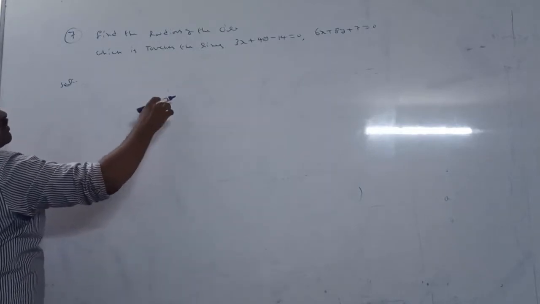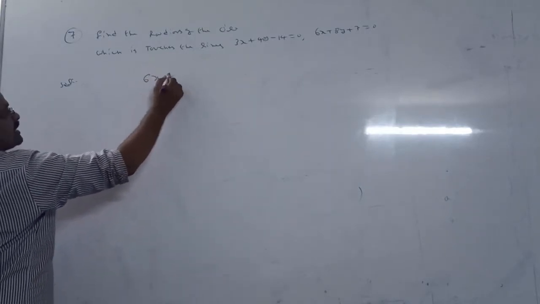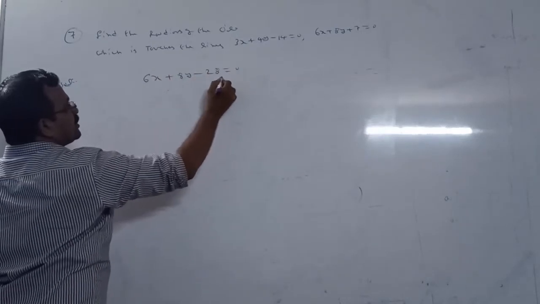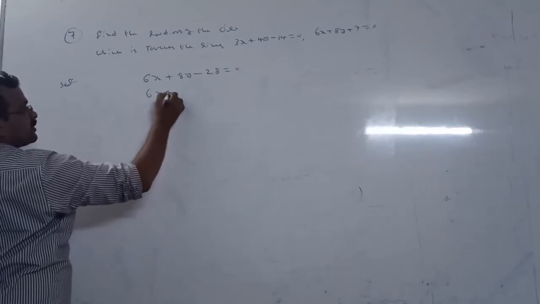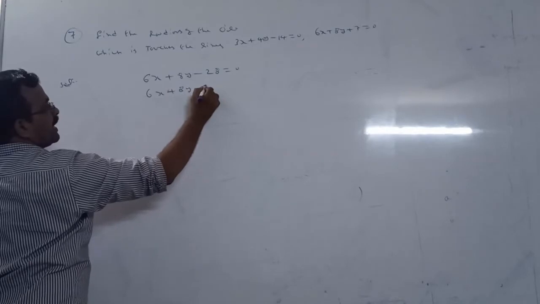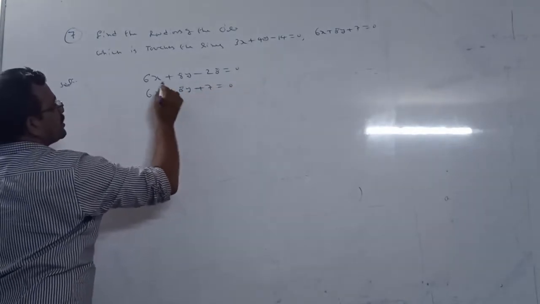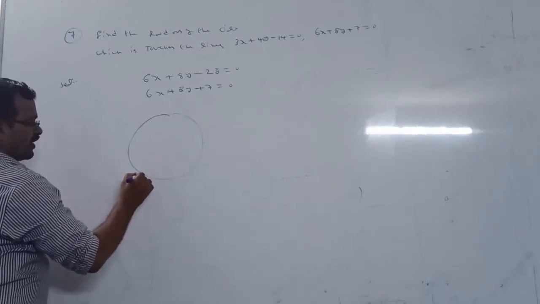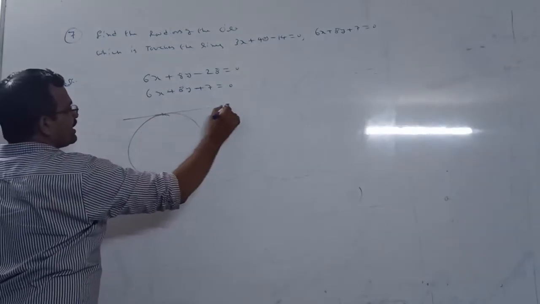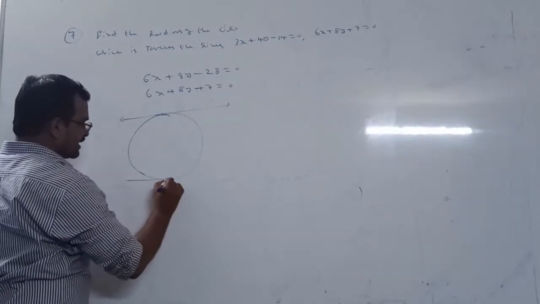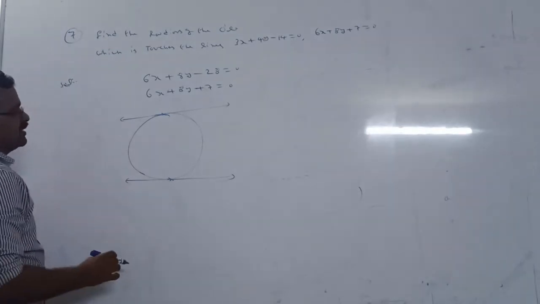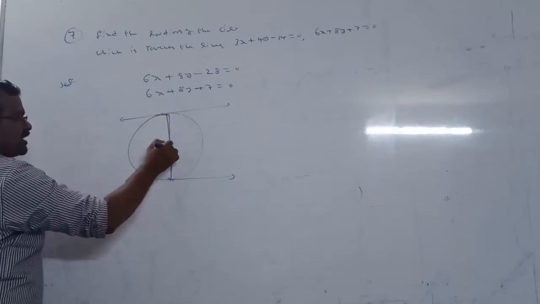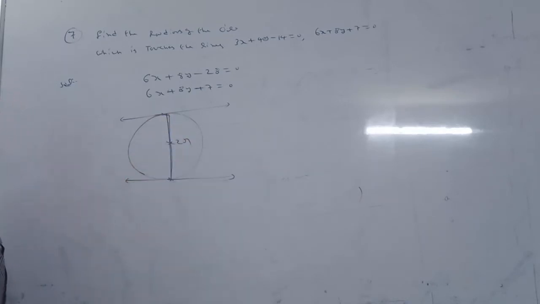The first line I should multiply with 2. 2 times 3 is 6x, 2 times 4 is 8y, 2 times 14 is 28, equal to 0. The second line is 6x + 8y + 7 = 0. The first two terms are the same, so they are parallel lines. So for the circle there are two parallel tangents. Touches means they should be tangents. The distance between the parallel tangents gives the diameter of the circle.